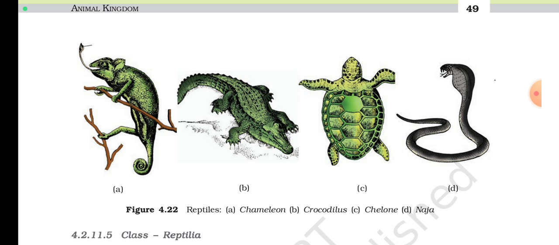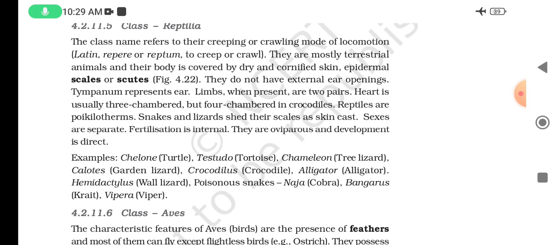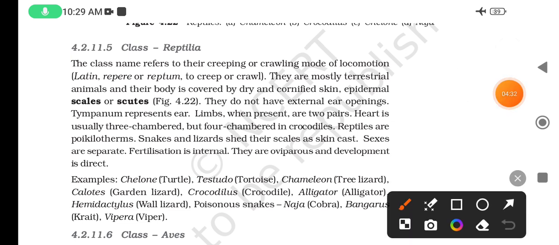Why? Because these scales are cornified, that means made of keratin. They are only present in the external skin and they don't have the capability of cell division. So when the organism grows, it makes new scales from the outer part of the skin, and the old scales are shed. Most snakes and lizards shed their dry scales from time to time. I hope you understand. Now see here, I will explain all the characteristics of reptiles.